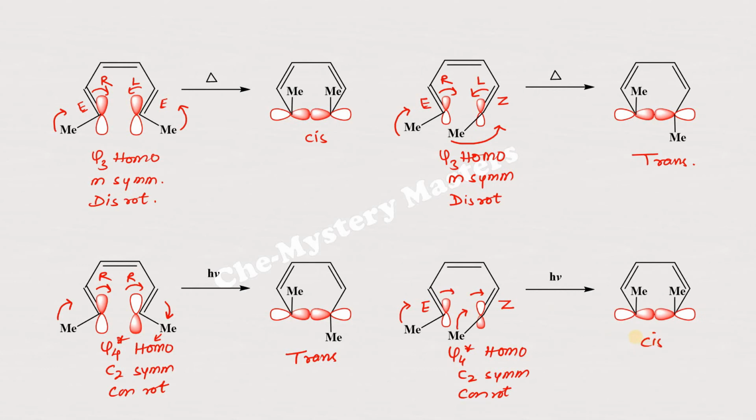So here we have seen that the HOMO for the ring closing system is very much important, whether you are talking about the thermal condition or the photochemical condition. In both of them we have to see the symmetry, and according to that we have to rotate the terminal orbitals so that the bonding interaction can happen and the sigma bond can be formed. And one more thing which is very much important, the symmetries should always be preserved.